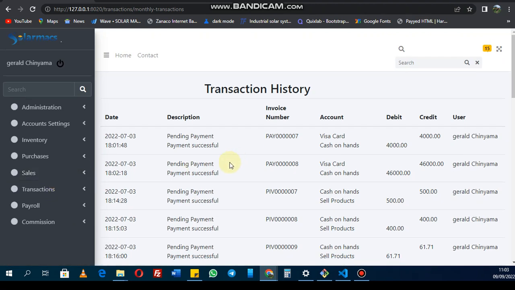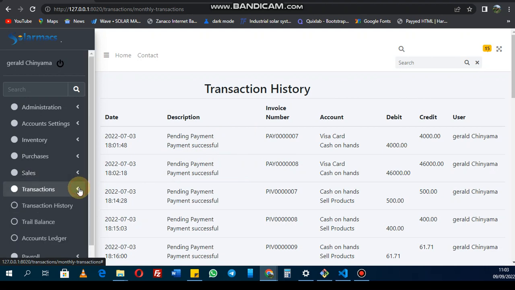which just shows you transactions that have happened in the system, the debits and credits, and which user initiated that payment. So this is the payment for an invoice. There are different types of payments: those made by customers, and payments made by companies to vendors for purchases. All that is recorded in the transaction history.